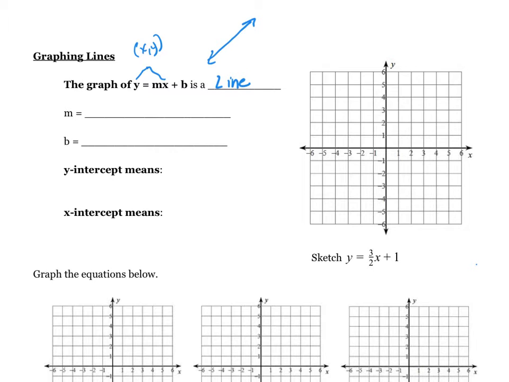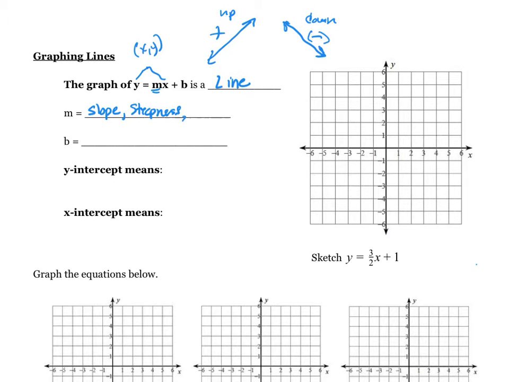Now, the letter m in the equation, the number that's always in front of x, is called the slope. That tells us the steepness of the line, and it tells us whether or not the line goes up from left to right, like this one, or down from left to right, like this one. And it's pretty easy. When the slope is positive, the line's going to go up from left to right, and when the slope is negative, the line's going to go down from left to right.